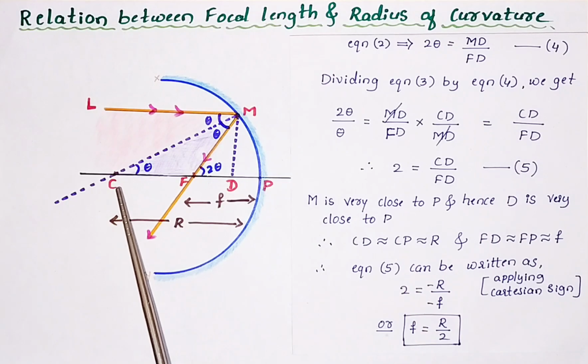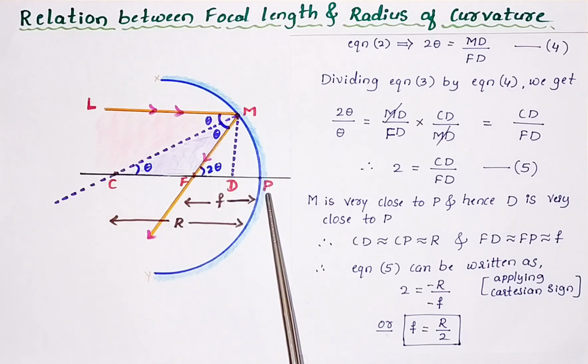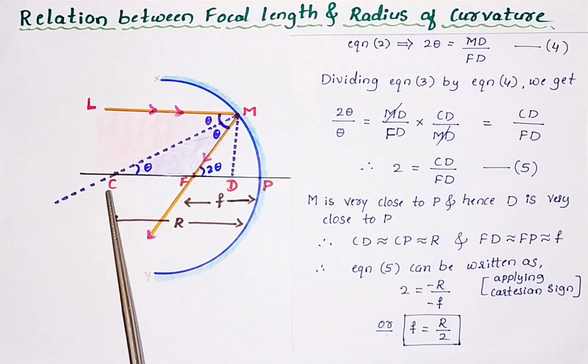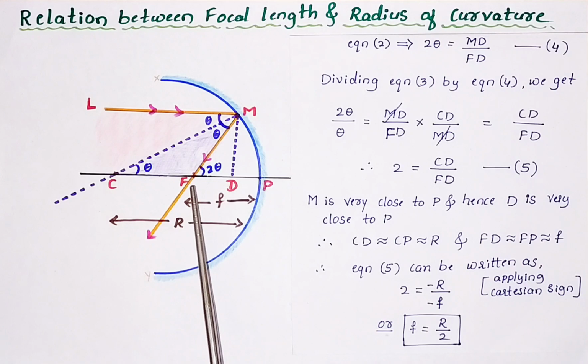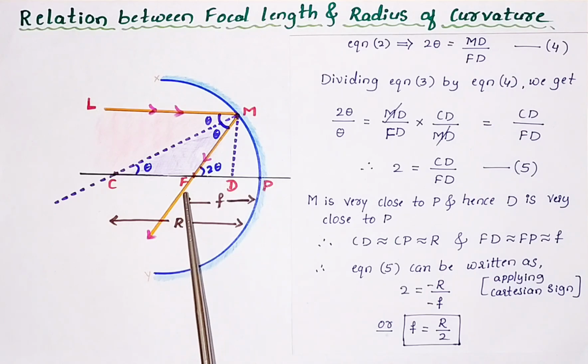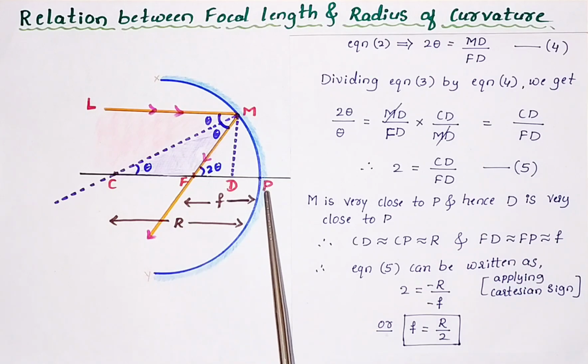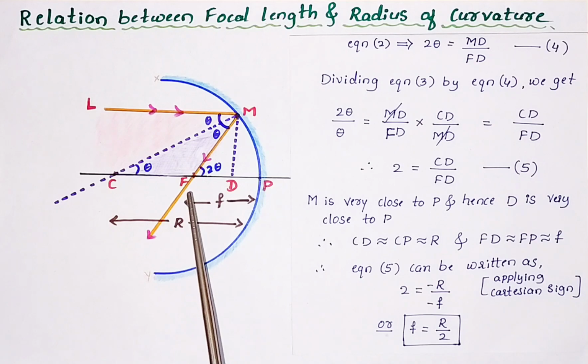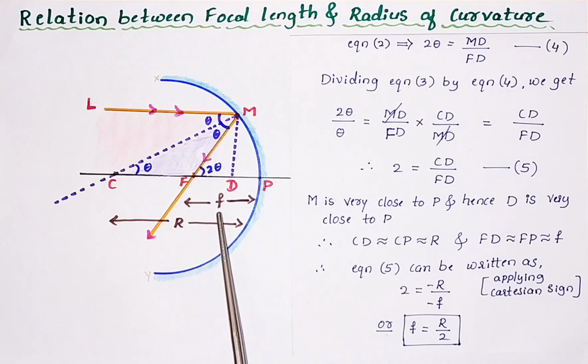Then what is the distance CP? C indicates the center of curvature, P indicates the pole. The distance between the pole and the center of curvature is called the radius of curvature. So instead of writing CP, we can write R. Similarly, the next term is FD. Again, instead of FD, we can take FP because D is very close to the pole. So we can consider FD equivalent to FP. And what is FP here? The distance between the pole and the principal focus, and this is called the focal length.